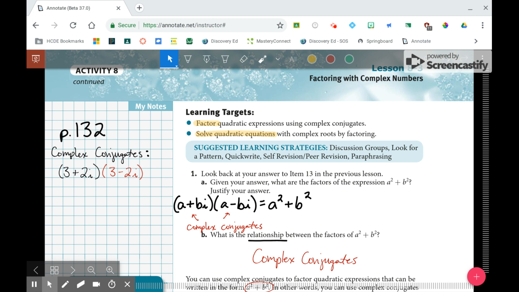Hey guys, we are in lesson 8-3, factoring with complex numbers. We are on page 132. Just a quick review from the last video. We talked about complex conjugates.